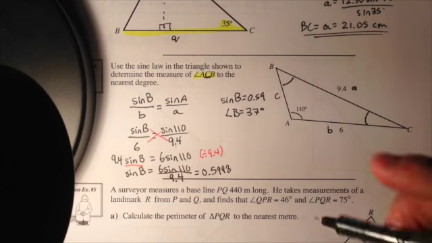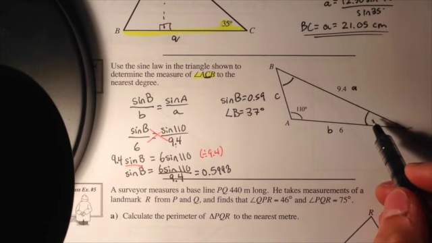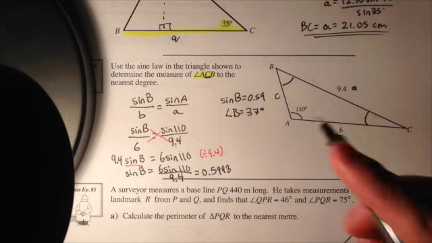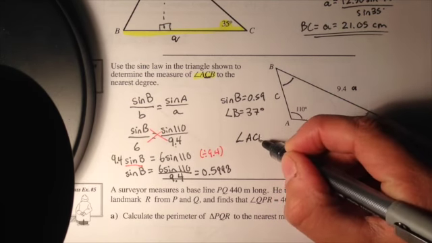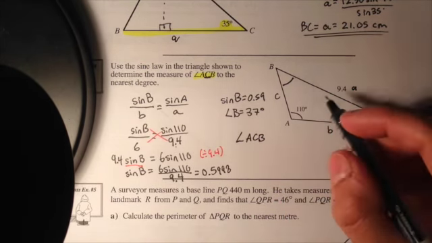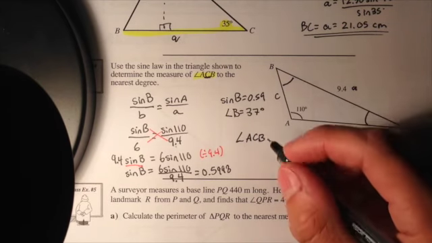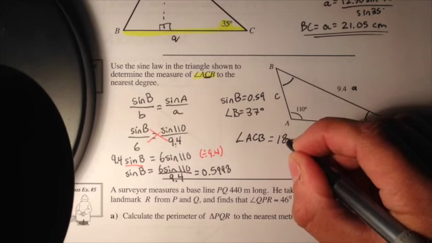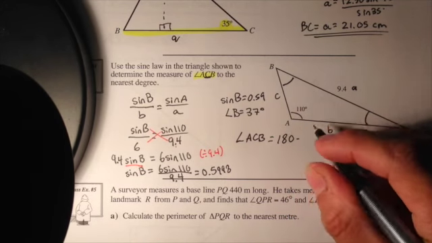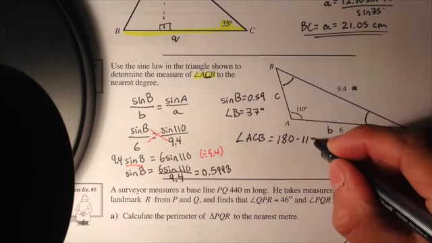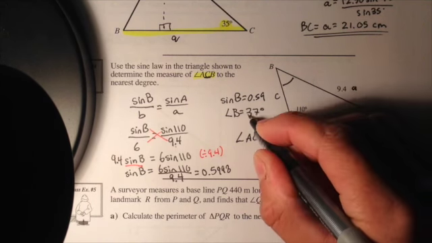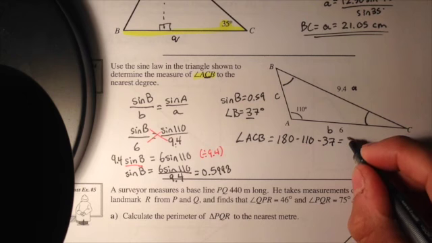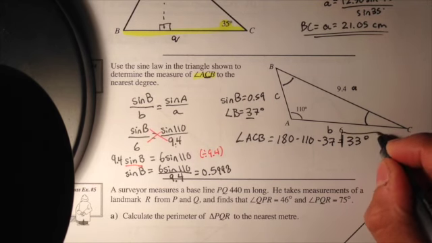Now I can find out what my angle ACB is, or angle C. In order to do that, remember that in our triangles, all our angles need to add to be 180 degrees. And so I'm going to subtract: 180 minus 110 minus 37 will give us an angle of 33 degrees.